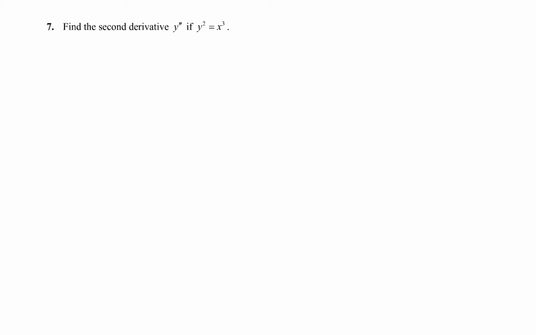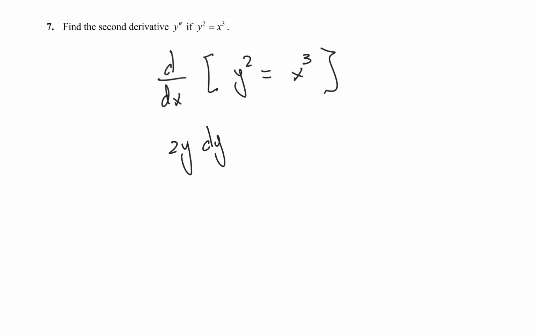This problem is interesting also. It's find the second derivative. To find the second derivative, we need to find first the first derivative. y squared equals x cubed. What is the derivative of y squared? 2y times the derivative of y with respect to x. What is the derivative of x cubed? 3x squared times the derivative of x divided by the derivative of x, which is 1. So that's why I never write it.